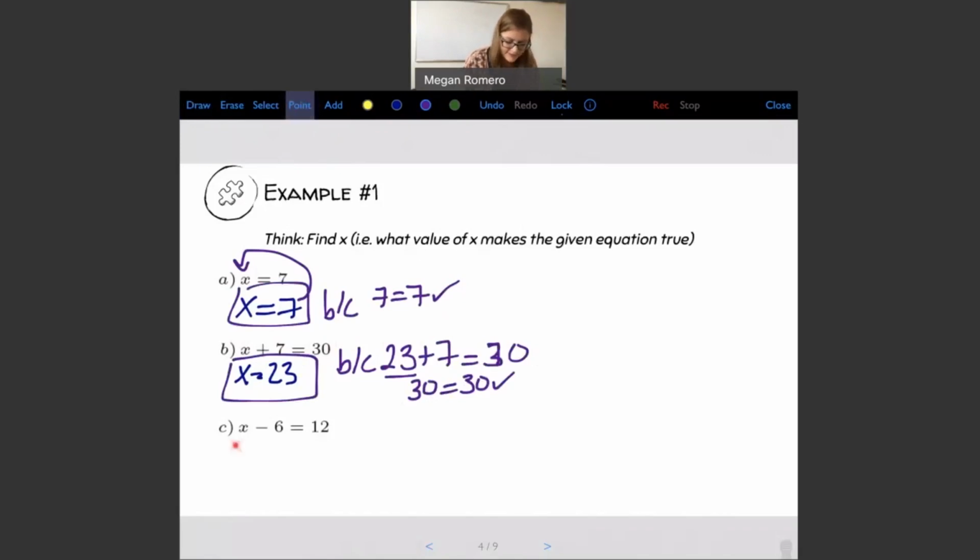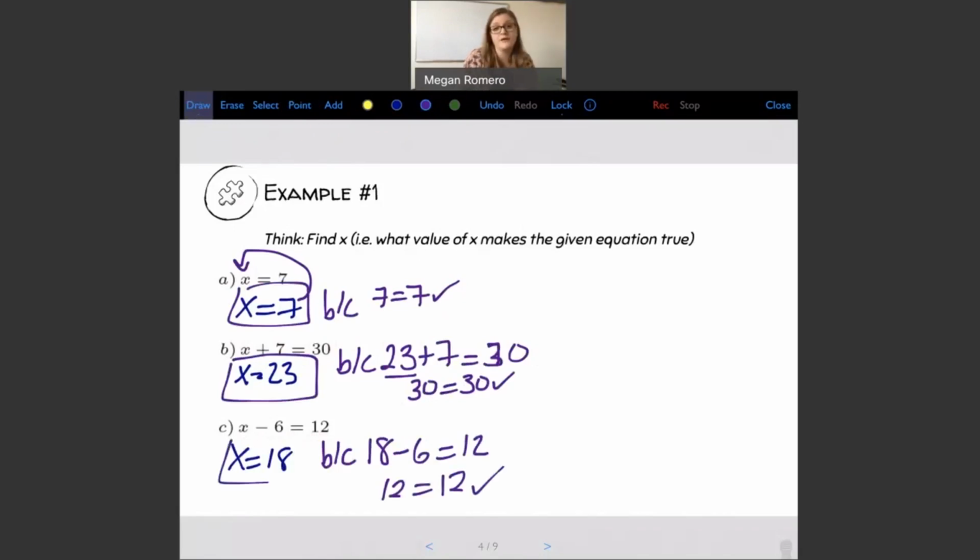Last, something minus 6 equals 12. What does that something have to be? x has to be 18. And again, because 18 minus 6 is equal to 12, and 12 is equal to 12. Okay? So that's just to brush up our ideas on what an equation is, understanding what it means when we're solving for x.